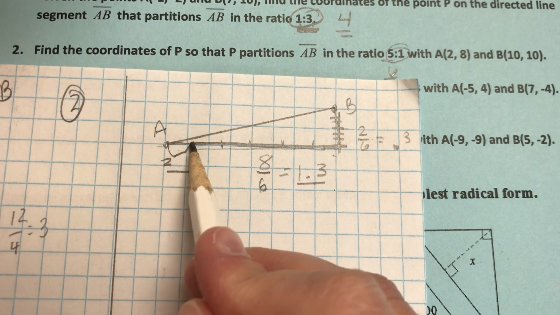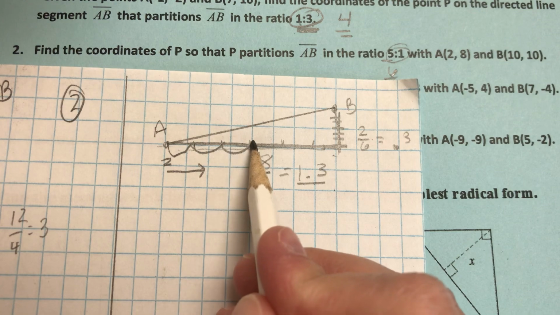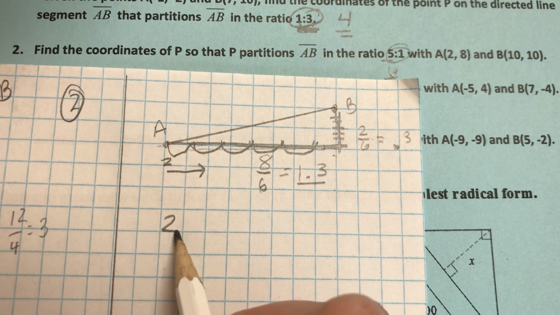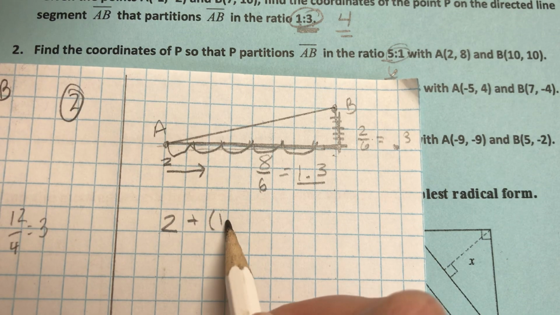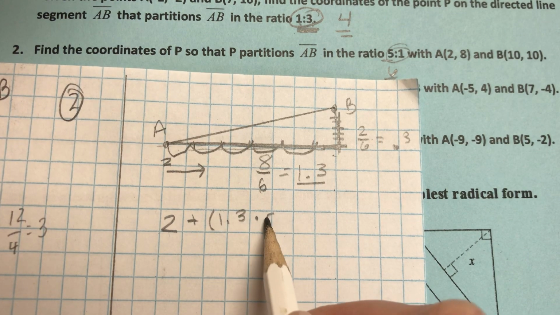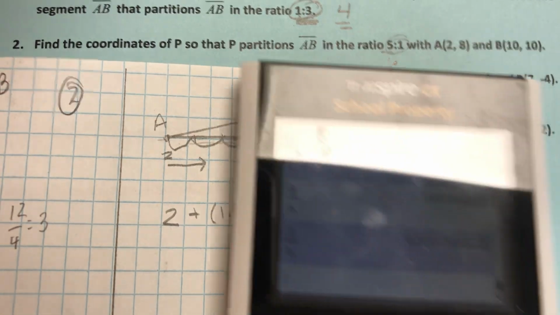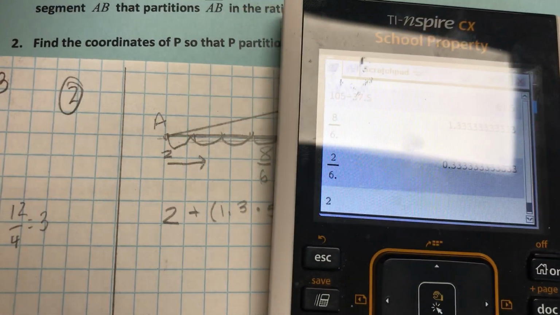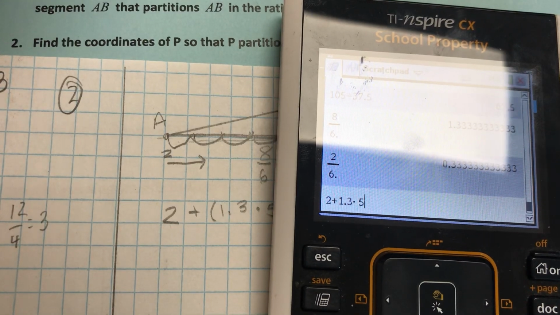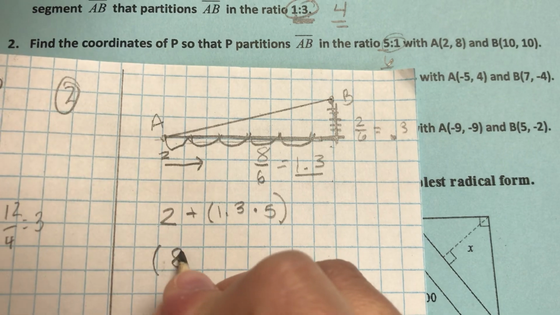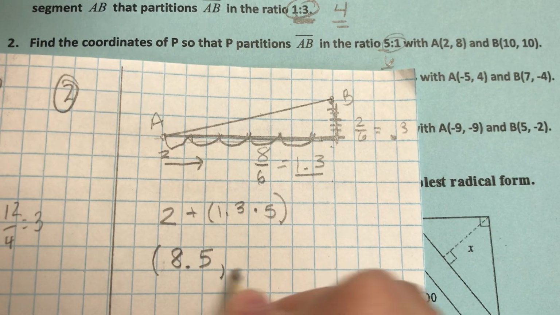So this is 1.3, this is 1.3, this is 1.3, this is 1.3, this is 1.3. So 2 is getting added 1.3 five separate times. This is how I'd have to think through this one. So then I'll just grab the calculator, 2 plus 1.3 times 5, and that gives me 8.5. So I know my x coordinate would be 8.5.